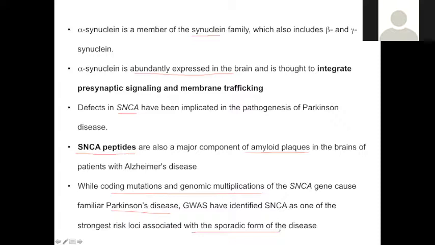Synuclein also has familial forms of the disease, which are these rare high penetrance mutations, as well as more sporadic forms of the disease, which are linked back to these common alleles. As we saw, up to 30% of the population may carry a risk allele for Parkinson's. Given that SNCA peptides are also a major component of amyloid plaques, it's not surprising that it is the overproduction of synuclein that is associated with toxicity and the onset of Parkinson's disease.